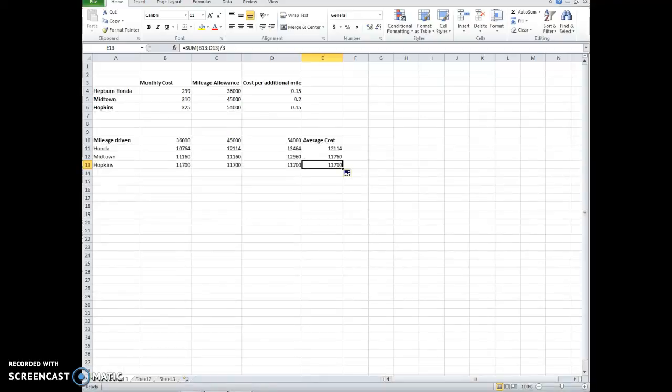So the conservative, you're concerned with the worst case scenario. So what's the worst case scenario in terms of payment? The worst case scenario here, we have consistent values, 11,700 for all of them. So although the average is lower for Midtown, you do have the one scenario where you pay 12,960. So the conservative approach should be Hopkins.